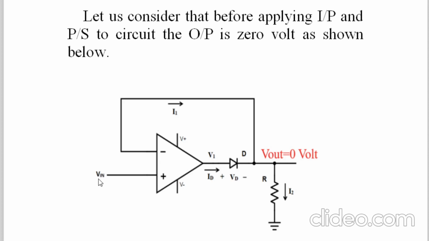Where do we apply the sine wave? But initially, consider that we have not applied the supply, neither plus VCC 12 volt nor minus VEE minus 12 volt. We have not applied any input voltage. We have just made the connection by taking one op-amp and one diode. We connected the diode to the op-amp such that the diode is at the output of the op-amp and the cathode of the diode is connected to this. And under this condition, initially before applying the input and power supply to the op-amp circuit, let us consider that the output voltage is 0 volt. So this is our consideration.